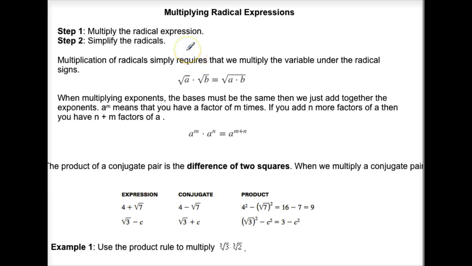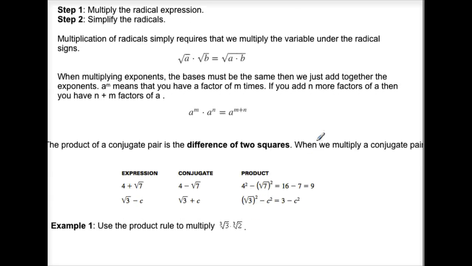So if I had square root of a times square root of b, it would just multiply my a and b. Remember, when multiplying exponents, the base must be the same, then we just add the exponents. So a to the m means that you have m factors, and you're adding n more factors. Remember this rule, a to the m times a to the n, we just add the exponents.